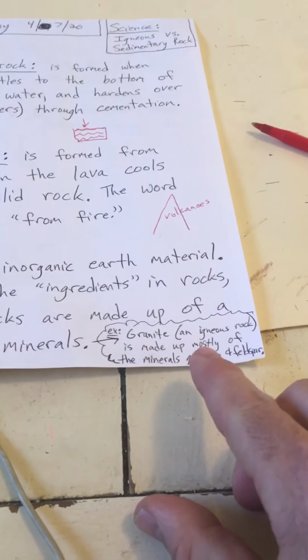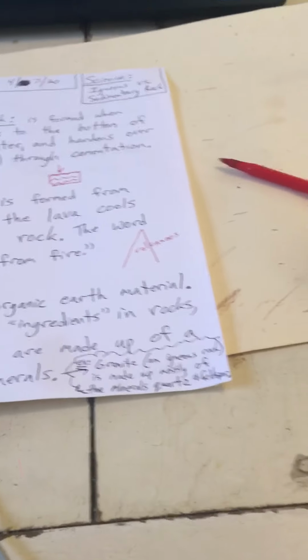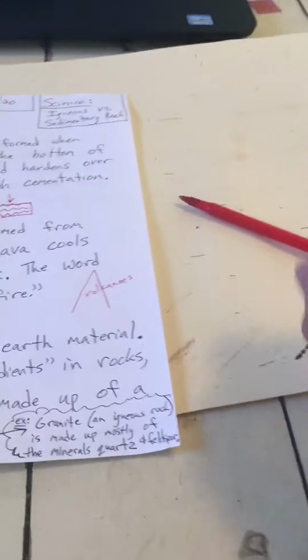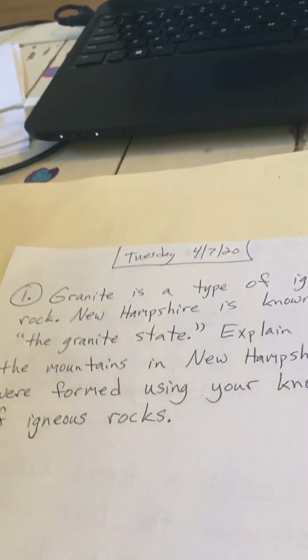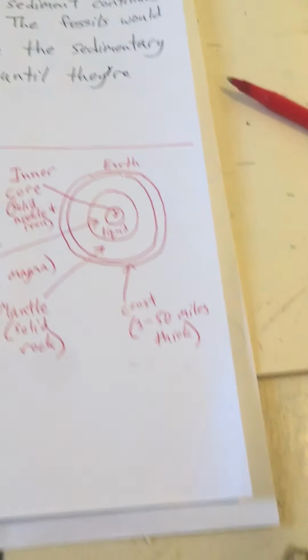And this granite is an igneous rock. It's made up of mostly quartz and feldspar. Those are the minerals that make up this rock, okay? This rock here. So now let's flip over to the back. But first, hold on, I wanted to show you something about the center of the earth here. We gotta talk about this. I think this will help make igneous rocks a little bit more clear to you.